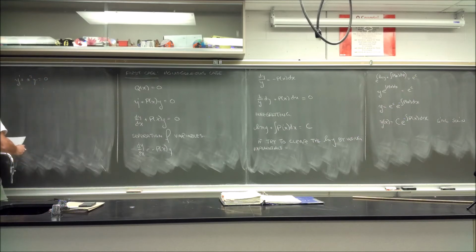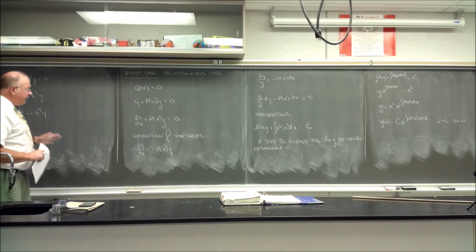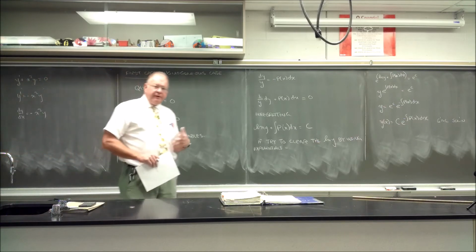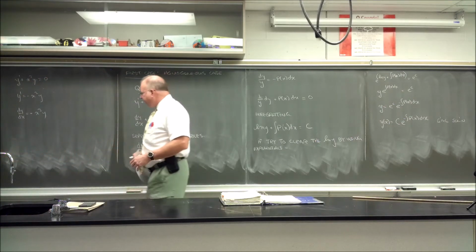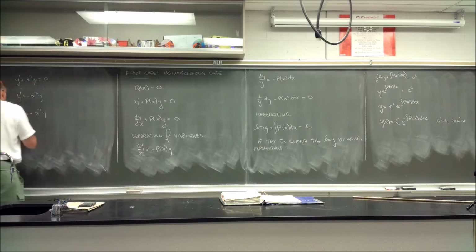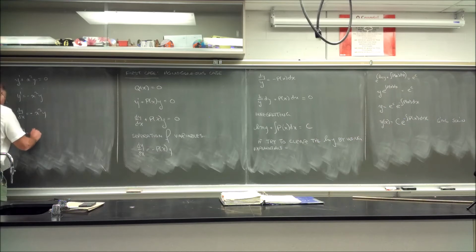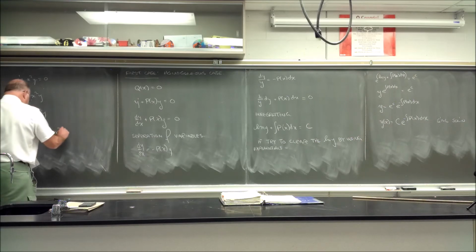And so then we will have y prime equals negative x squared y. And then we have dy/dx is equal to negative x squared y. And of course, just like here, we now need to separate the variables as best we can, and that's not all that difficult here. So once again, we would have dy over y, which is 1 over y dy, equal to negative x squared dx.